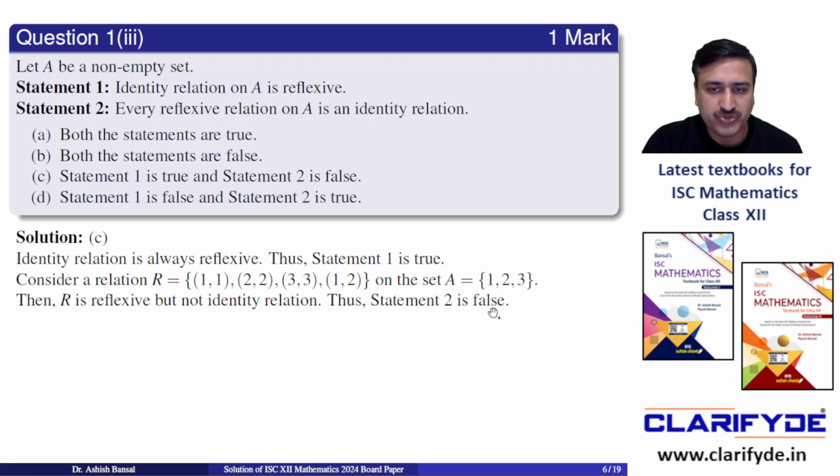Statement 2 is false. Why? We can consider an example for the same. Let A equal to 1 to 3 and R is this relation defined on A. Clearly R is reflexive because these three elements are there in R, but this relation need not be an identity. This is not an identity relation. So statement 2 is false, hence option C is correct.